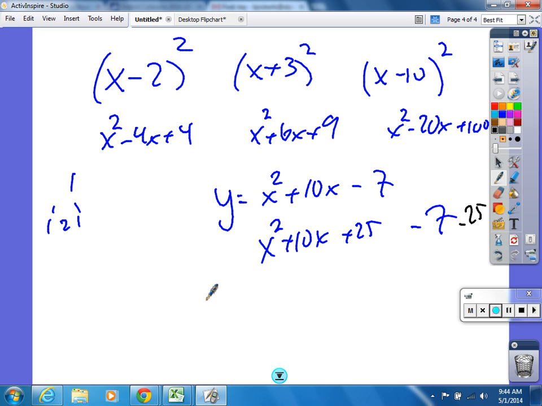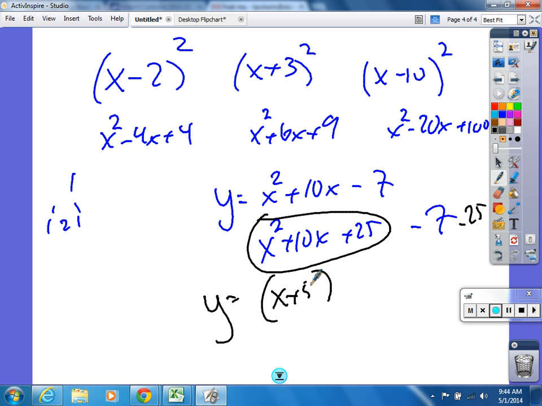So this becomes y equals, what is this? That is in the form. So therefore I can now go to the binomial square, can't I? What does that become? (x plus 5) squared minus 32.